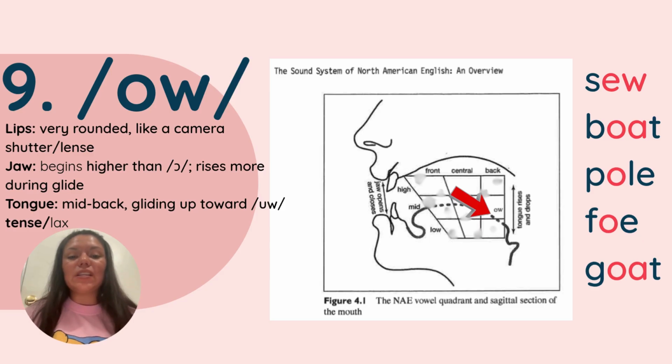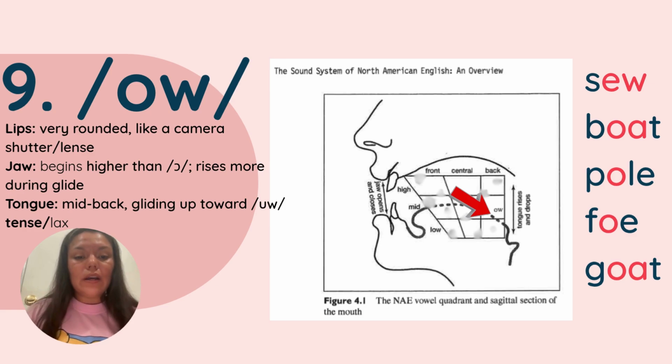Our 9th phoneme of the day is O. Now, when we create the O sound, our lips are very rounded like a camera shutter or lens. So very round, very open. Just imagine the circle of a camera, right in front of your mouth. Our jaw is going to begin higher than in awe, and it rises more during this glide.